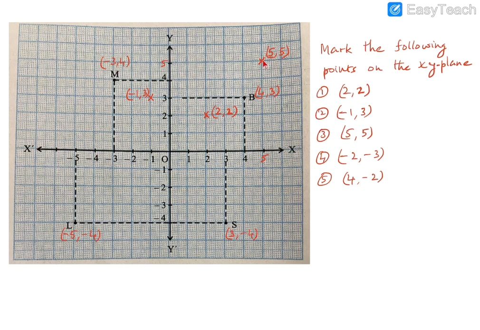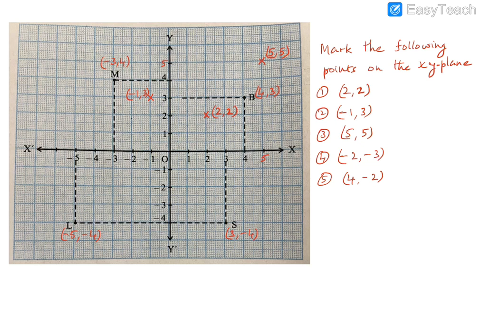So clearly we can see now from this point, if we draw a line to the x-axis, it meets the number 5 on the x-axis, and if you draw a line to the y-axis, it meets the y-axis at 5. So the x-coordinate is 5 and the y-coordinate is also 5.